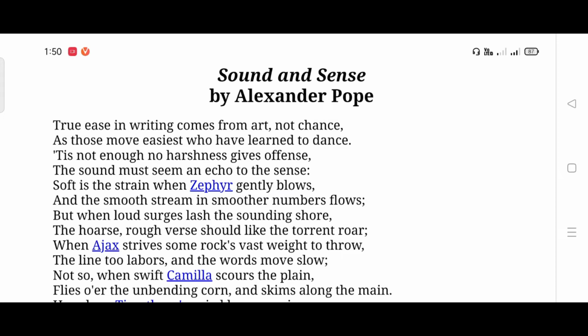It's not enough, no harshness gives offense. The sound must seem an echo to the sense. Now, in this couplet, Pope is saying that if you want to write good poetry, it does not only need good words. By writing words like sweet, melodious, darling, lovely, by the use of sweet words, you don't make good poetry.